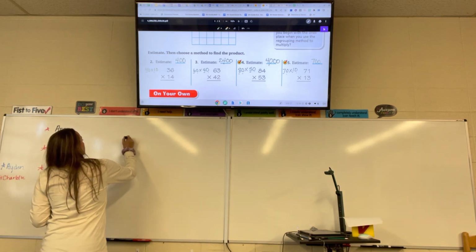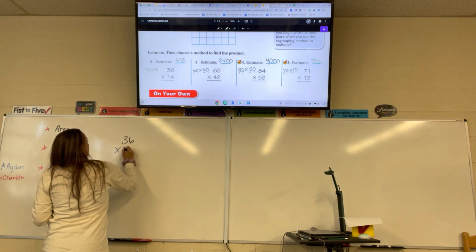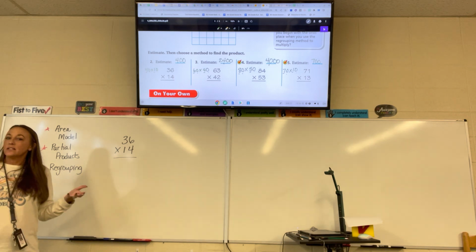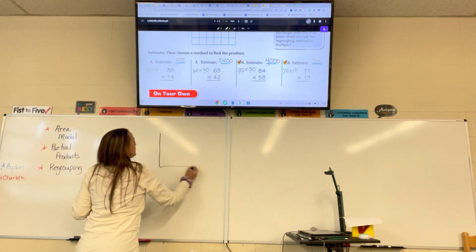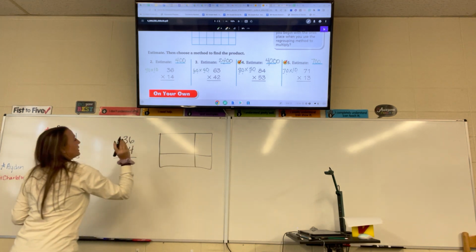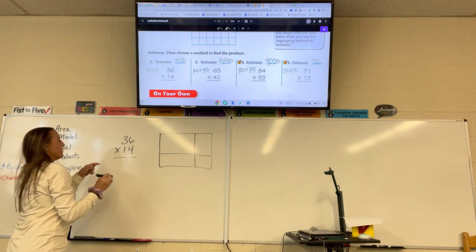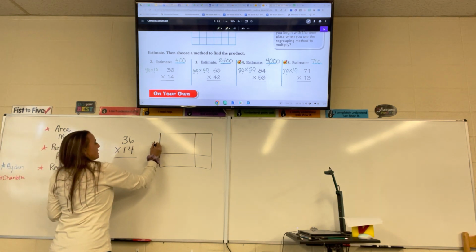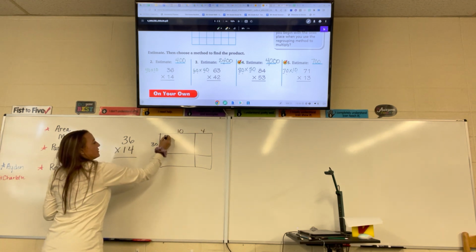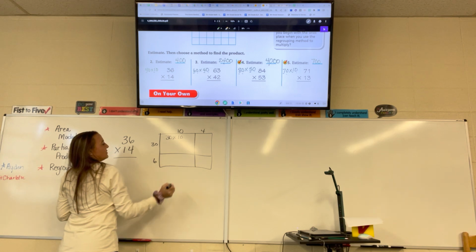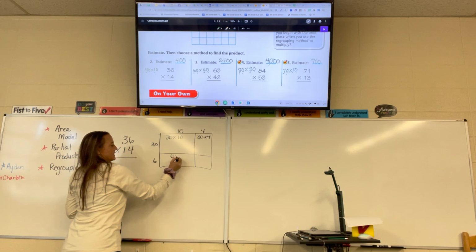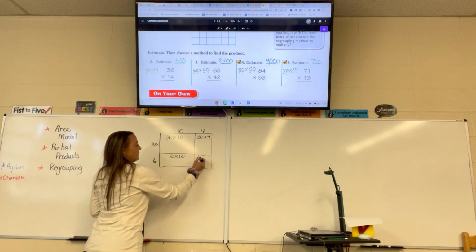36 times 14. All right. Let's start with an area model, okay? Because that's the first one we learned. So you guys do not have to copy the area model down because there's really not room on your paper. So this is going to be 30 and 6 and 10 and 4. Very good. So 30 times 10 and 30 times 4. 6 times 10. 6 times 4. Very good, guys.